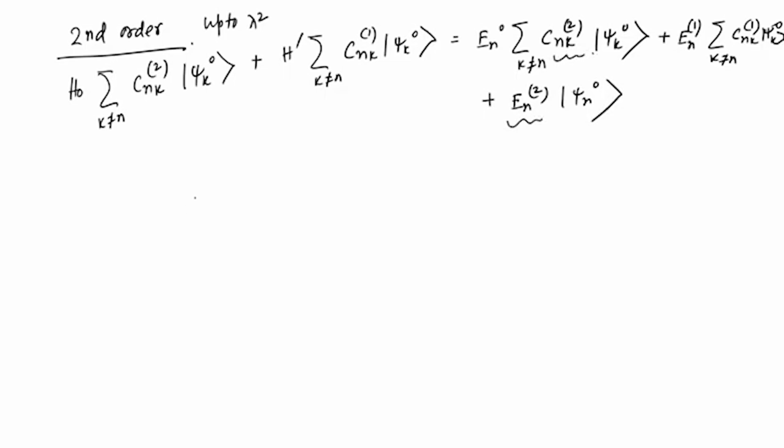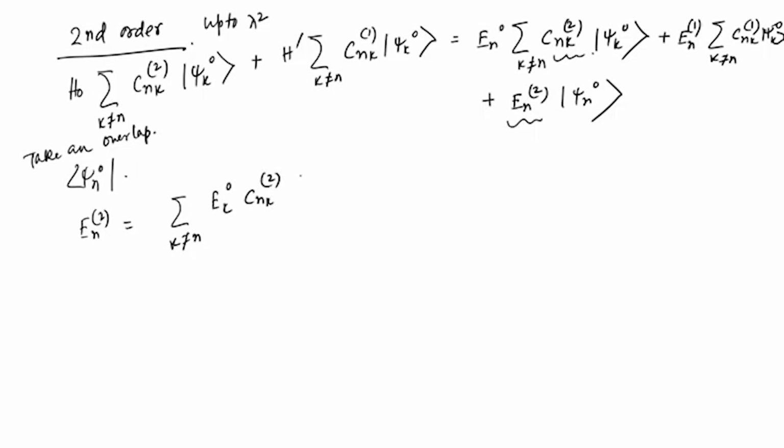Okay. So, again in order to do that, you have to take an overlap with psi n0. So, take an overlap and so on. That makes this En2 free, and you have k not equal to n, a little sort of expression that you have to get to, but there is no option.